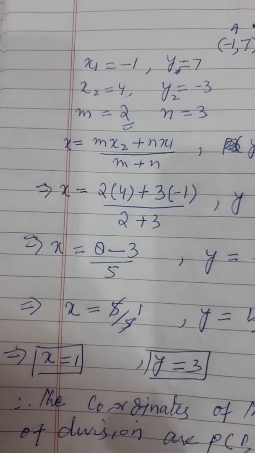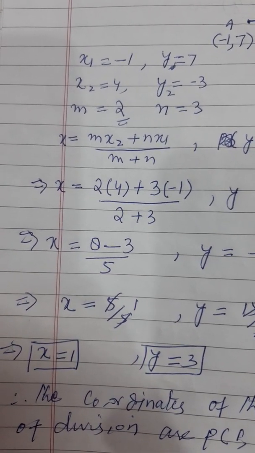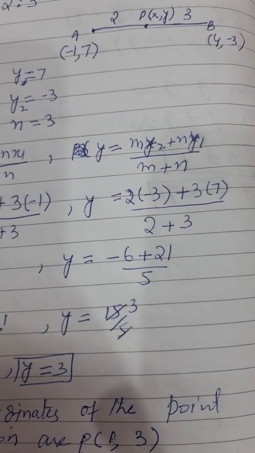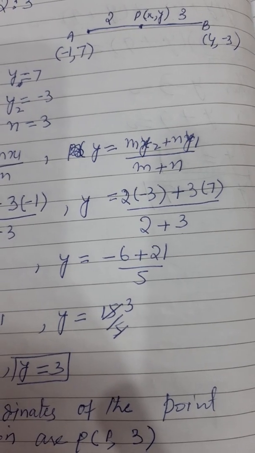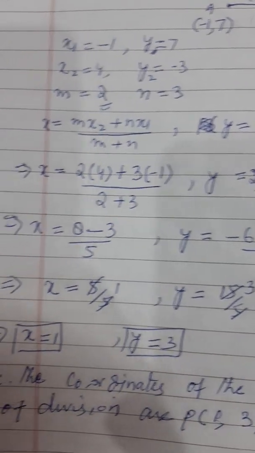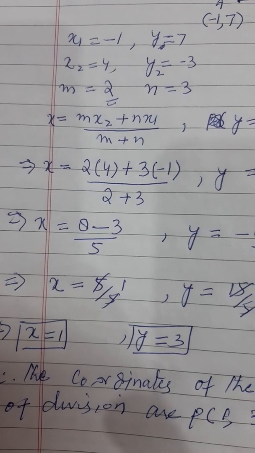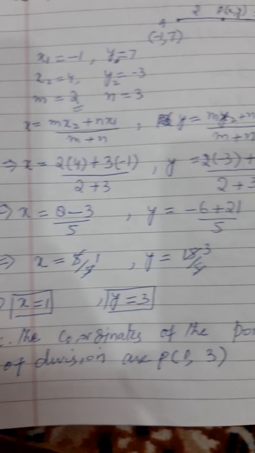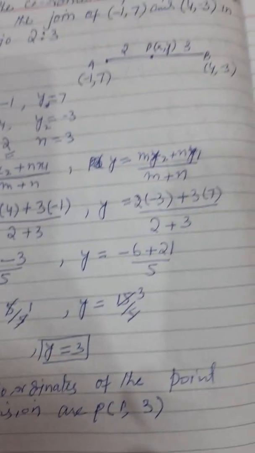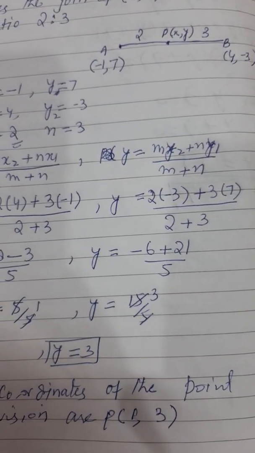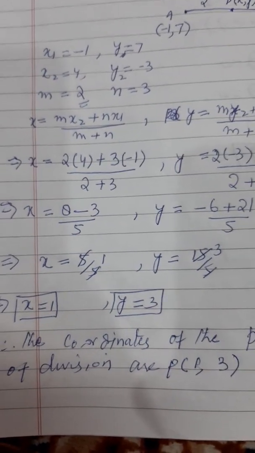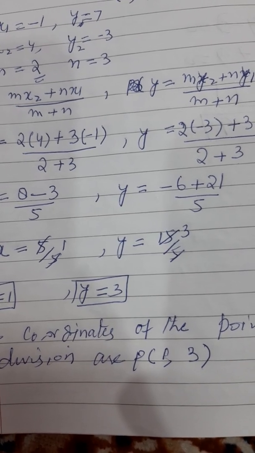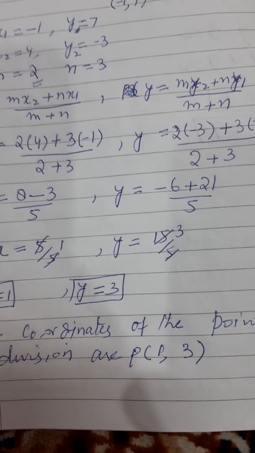So we will use these values, and we will write first of all the formula. x is equal to (mx2 + nx1) upon (m + n), and y is equal to (my2 + ny1) upon (m + n). Then we will use the values. Once we use the values, we get x is equal to 1 and y is equal to 3. So in this manner, the coordinates of the point of division were x and y, and now we get the values of x and y, that is 1 and 3. That is why I write here P is the point of division, having the coordinates (1, 3).